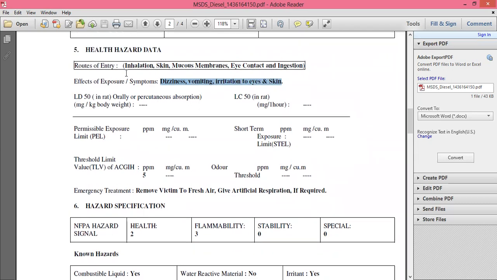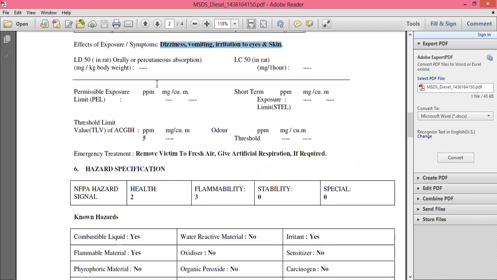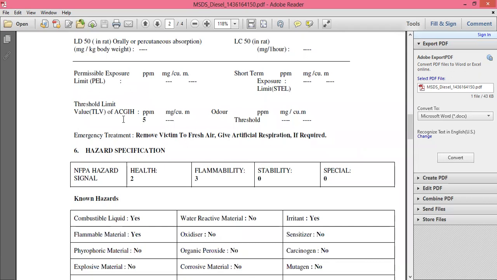So these are the hazardous properties of this particular cargo. If the threshold limit value of this cargo is 5 ppm, you can get exposed to this cargo for a normal working period of 8 hours in a day, if the concentration of this cargo is 5 ppm or less. Here is the most important thing, that is the emergency treatment for this cargo.